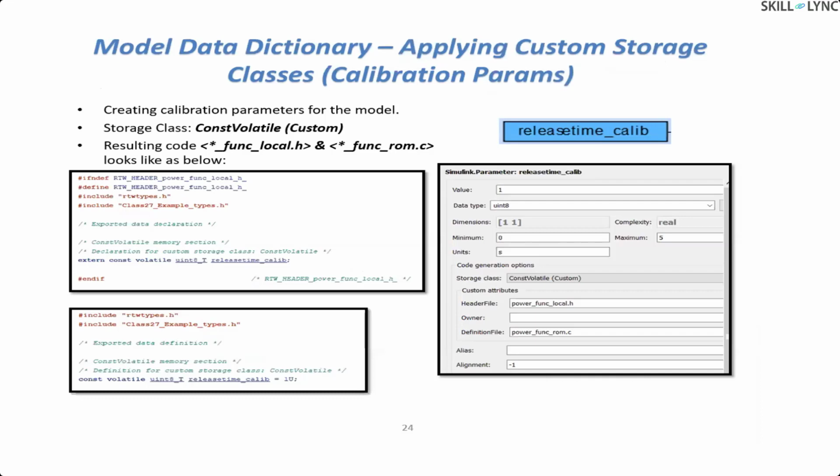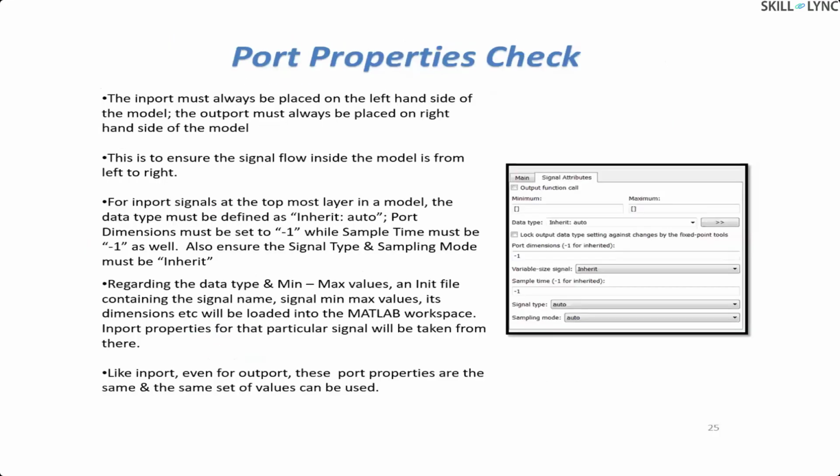Another important thing one needs to take care of as a model-based developer: we saw requirement analysis, requirement tagging and traceability. The third thing is the Simulink Data Dictionary. The fourth thing is the port properties check. Your ports are like doors: just as for a house or a building the doors are the entry point, similarly for a model, your ports are the entry point. Your input is the entry point and your output is the exit point.